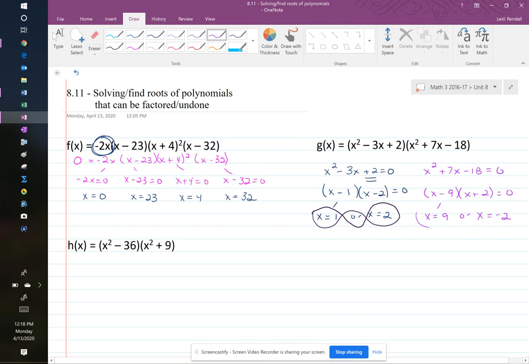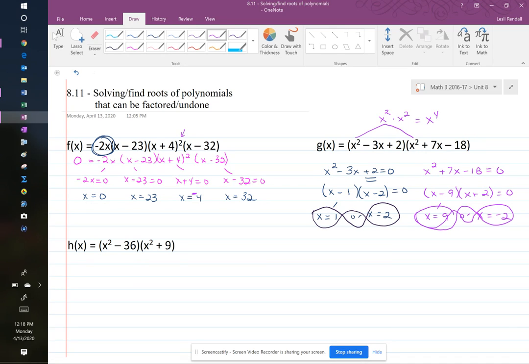Now, how would I know that I need to get 4 of them? Well, I want to go back and look up here. I have x squared times x squared, which is x to the 4th, so I should get 4 roots. Going back to the one before, we did have a double root here, so that's why we don't have 5 roots. We only have 4, because at x equals negative 4, oh, I screwed up, x equals negative 4, we have a double root.